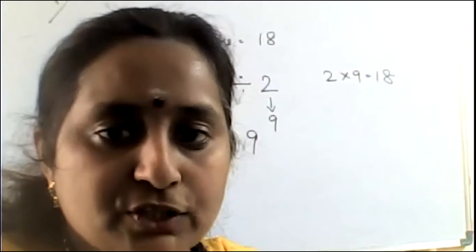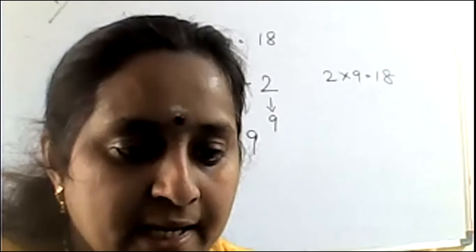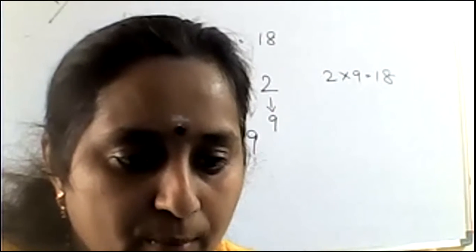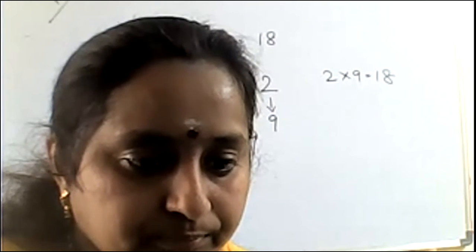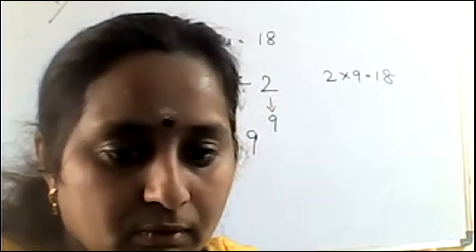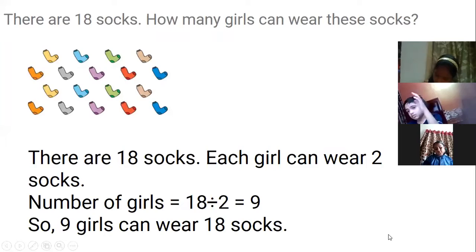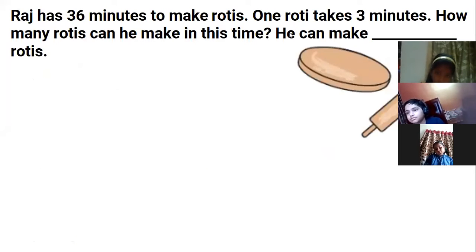Now we need to find how many rotis he can make. 12 rotis, ma'am. Yeah, let us check it. Raz has 36 minutes to make rotis. One roti takes 3 minutes. How many rotis can he make in this time?